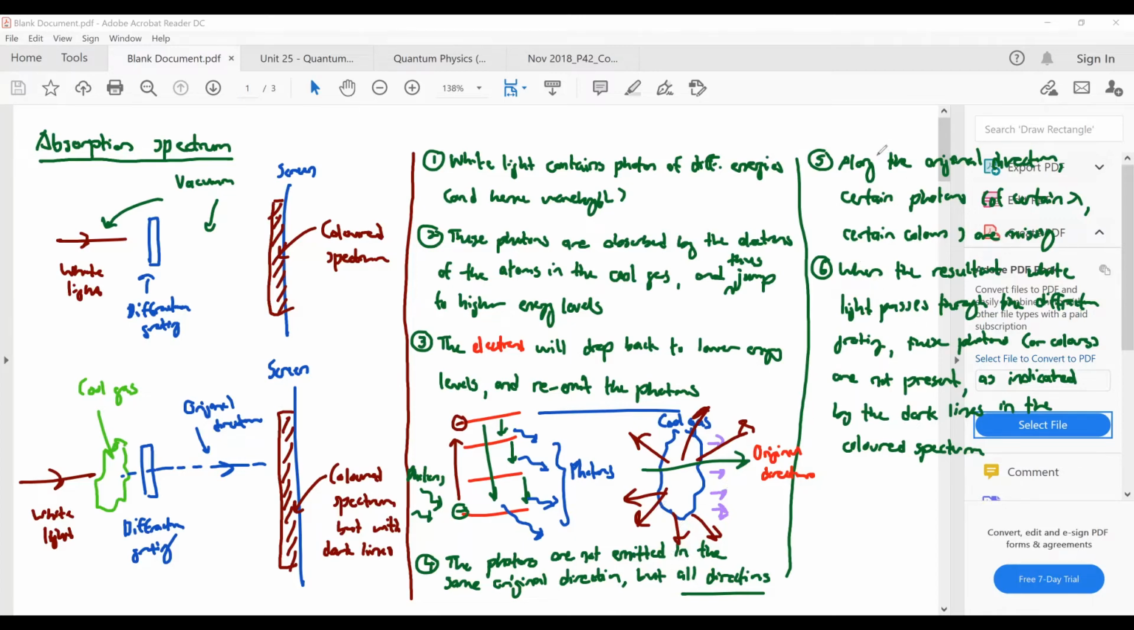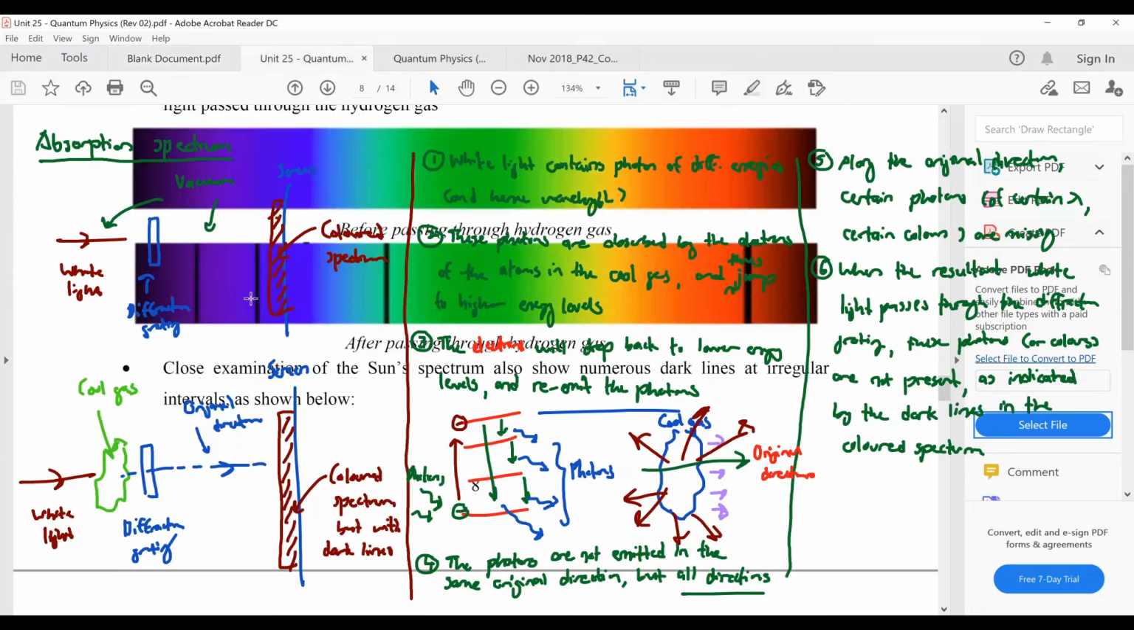So when you have photons emitting in all directions, along the original direction, certain photons of a certain wavelength and a certain color are now missing. So whatever remaining white light you have after passing through the cool gas is missing certain colors. You pass it through the diffraction grating, which is meant to spread out all the different colors onto a screen here. If the colors are missing in the first place, that color will not show in your colored spectrum. That's why you get these dark lines here. The dark lines indicate that certain photons, certain wavelengths, certain colors are already missing in the direction that you're observing. That is how you got the appearance of these dark lines.